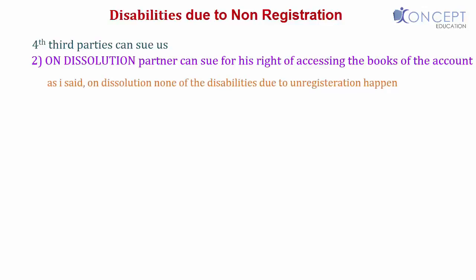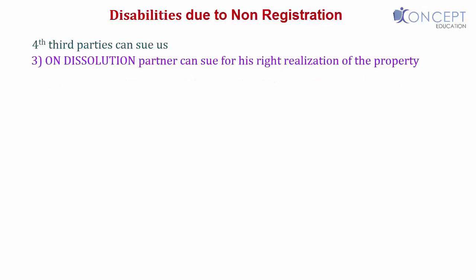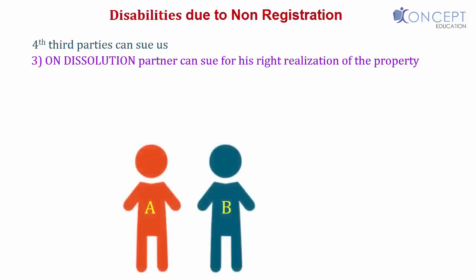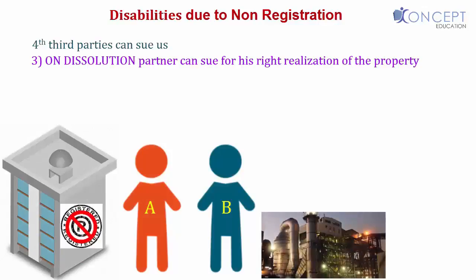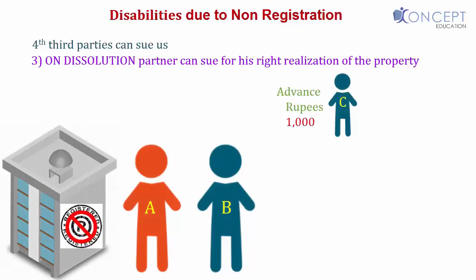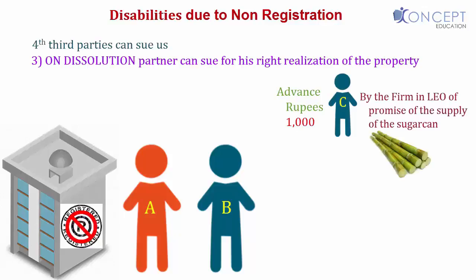As I said, on dissolution, none of the disabilities due to non-registration apply. Third, on dissolution, a partner can sue for his right of realization of the property. Let's take an example to understand this. A and B were partners in an unregistered firm, carrying on the business of sugar manufacturing. C was advanced rupees 1,000 by the firm in lieu of a promise of the supply of sugarcane.